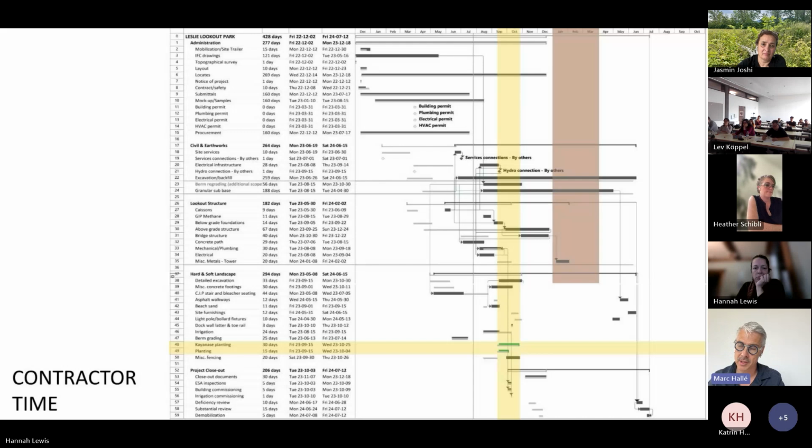And they did a great job at making sure the base conditions for that were in place early on so we could get planting done at the right time of the year. Look at the next slide.